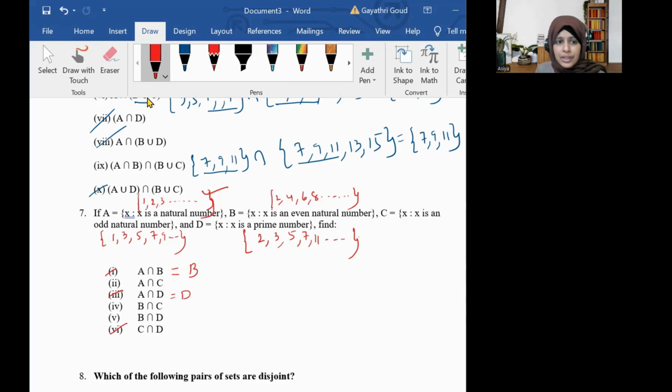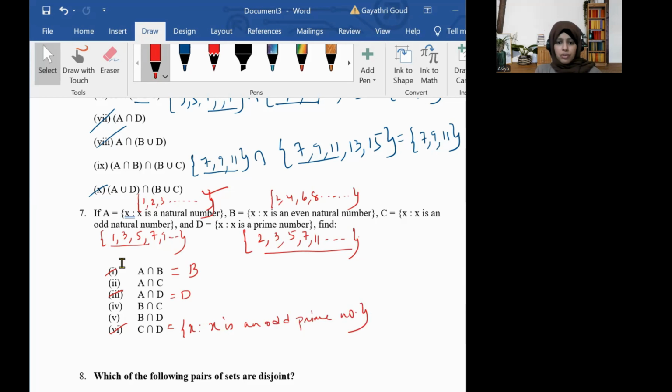Now moving on to your sixth question. Okay, C intersection D. C is the odd natural numbers. It contains all my odd natural numbers and D contains prime numbers. So what is the intersection of these two? It has to be odd prime numbers. That means the set of all x such that x is an odd prime number. I hope that's clear.